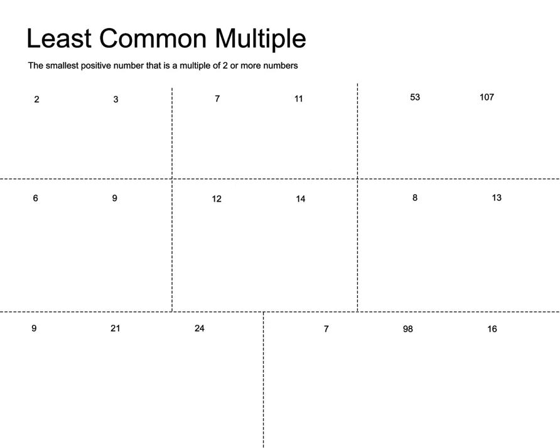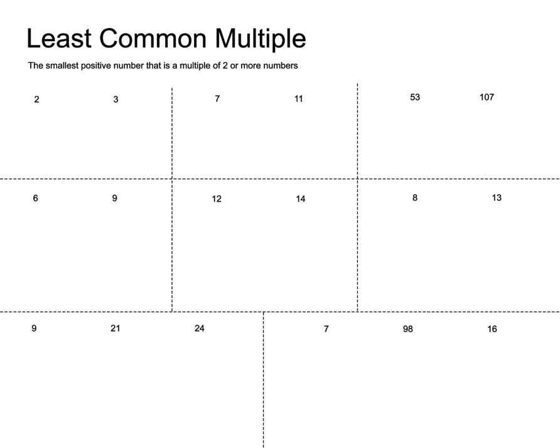Knowing how to calculate a least common multiple is something that is routinely tested on the ACT. For review, the least common multiple is the smallest positive number that is a multiple of two or more numbers. In this video, we're going to review least common multiple and how to calculate it.